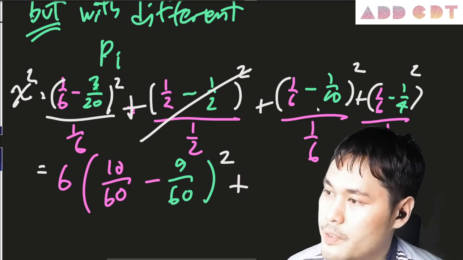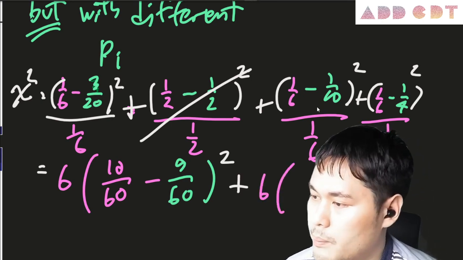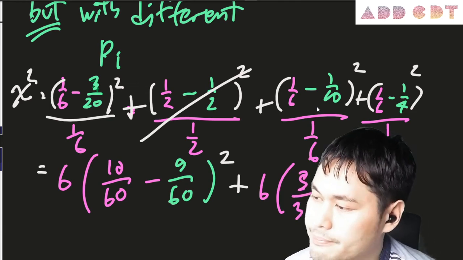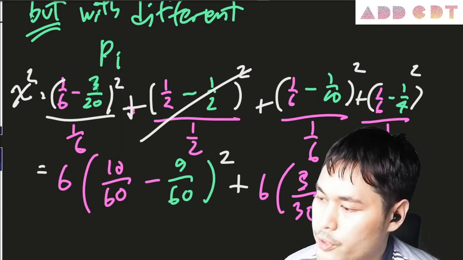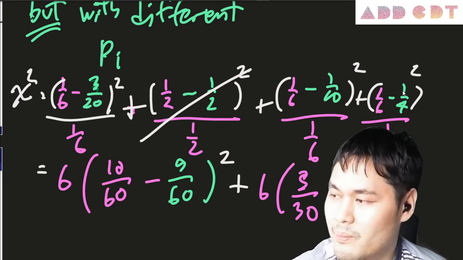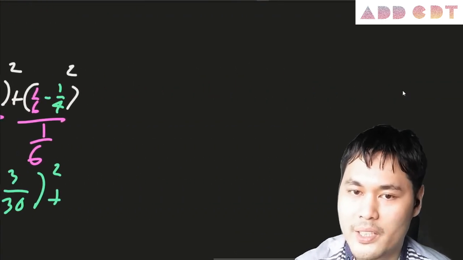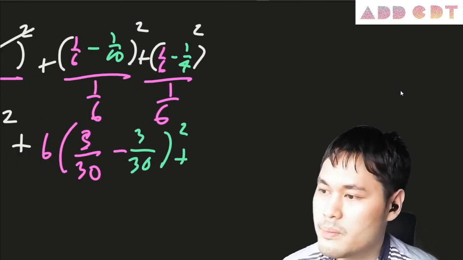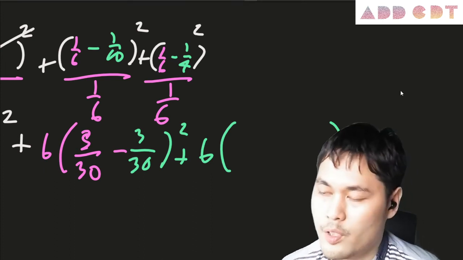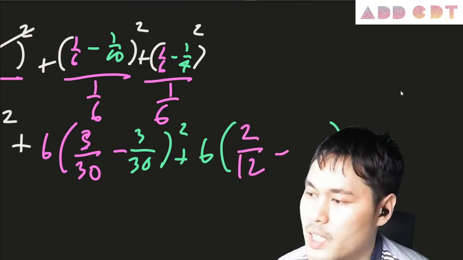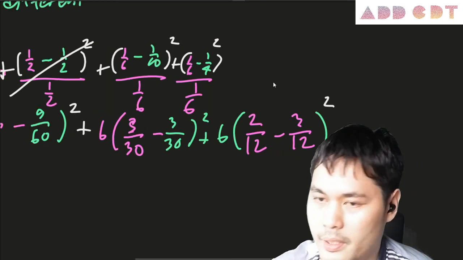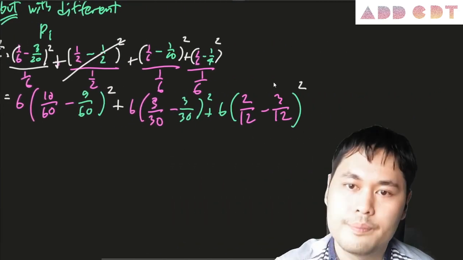And for the next one, that's 0. Next one is, I think, 5 over 30, and that's 3 over 30 squared. I am not sure if my head is too big or I'm writing too large. My last one is 6 times 1/6, 1/4, we have 1/12, so that becomes 2/12, that becomes 3/12 squared. Okay, let's zoom out a little bit. Here we go.